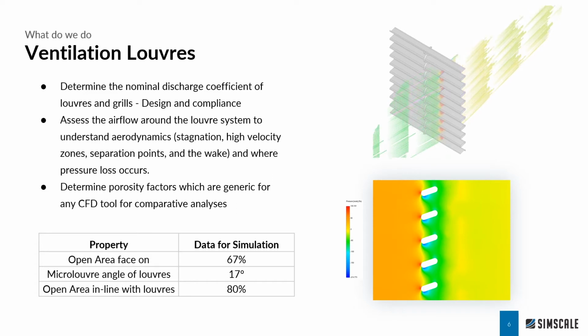Now here's an example where we took data from manufacturer's data of ventilation equipment. Typical data might include open area on the face. So if you look at a louver like this on the top right-hand side, this had an open area of 67%, the louver angle was 17 degrees, and the open area in line with the louvers is 80%. So we can take this data and easily replicate the performance of this louver without necessarily having to model very fine geometric detail. And that's a great example of being able to do quick and early stage CFD simulation as well.